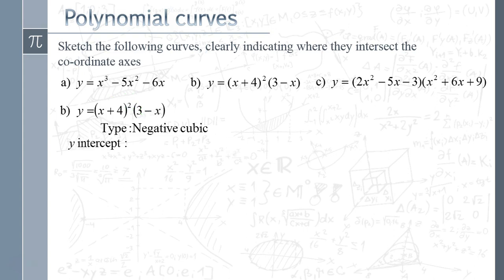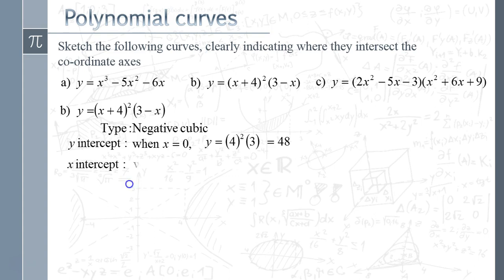Let's go through the same procedure again. Y-intercepts. That's going to happen when x equals 0. And what's going to happen to these brackets when x equals 0? Well, we're going to get y equals 4 squared and 3 minus 0 is 3. Tighten it up, that's going to be 48. So we know it's going to go through the point 0, 48.